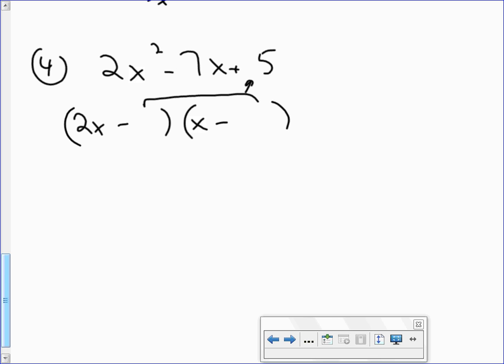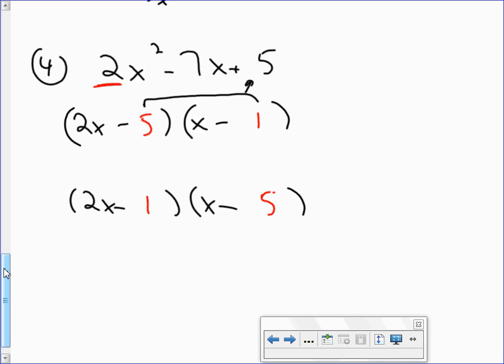Now, when your coefficient, right here, when this is not a 1, then you have twice as many possible guesses, okay? Because it's different, let me just put this in here, it's different to guess 5 and 1, like that. That is a different guess than putting 1 and 5. Can y'all see that those two are not the same thing, okay? When this number is a 1, you don't have to worry about that.